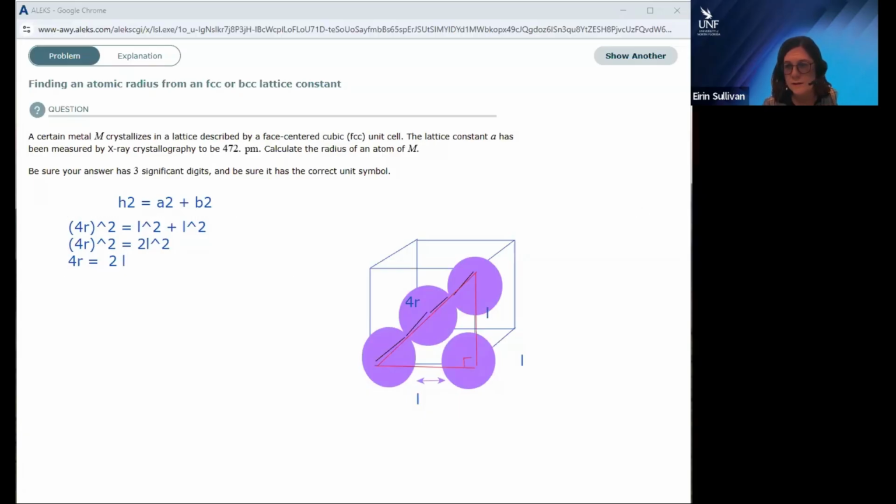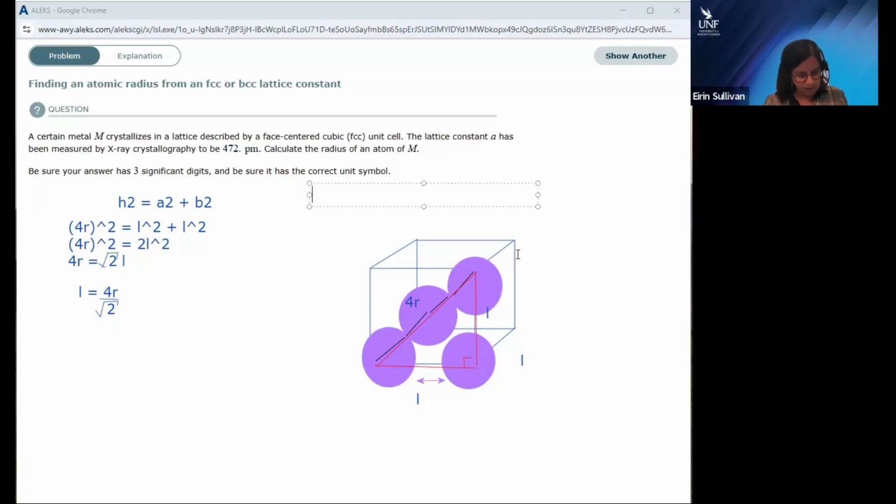I could have written 2 to the power of a half, I suppose. So there we go. 4R equals root 2 L. So then we can just rearrange, right? So L is going to be 4R over root 2. L equals 4R over root 2. So we have got a relationship between the edge length of the unit cell, L in this formula, and R, the atomic radius. So whatever units you put in for your atomic radius are going to be what you get out for the edge length.